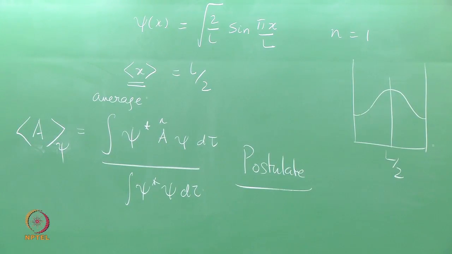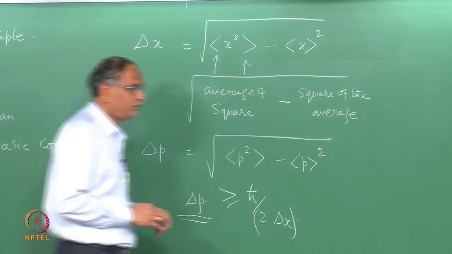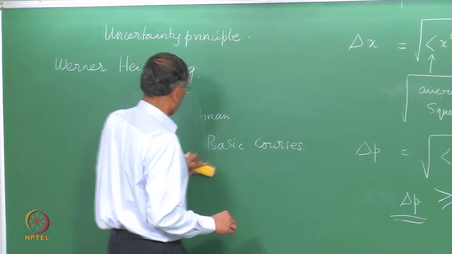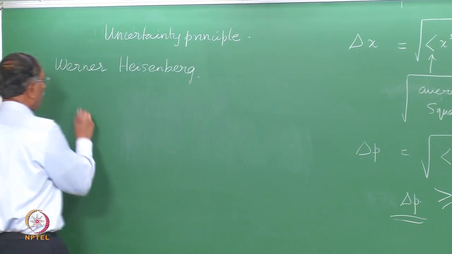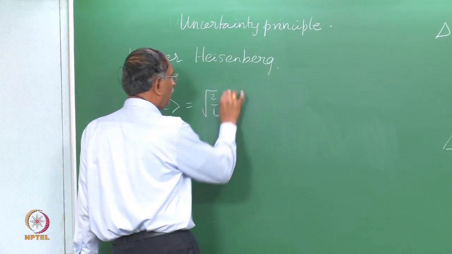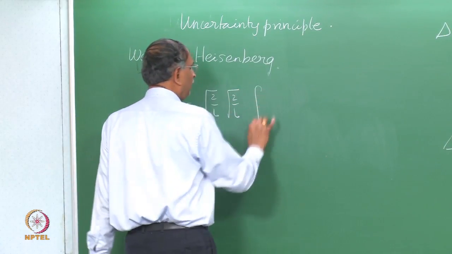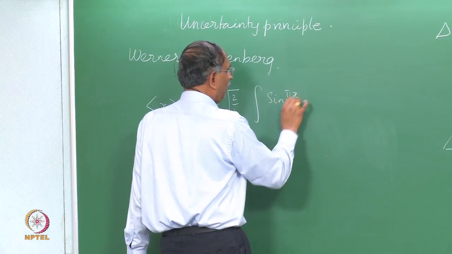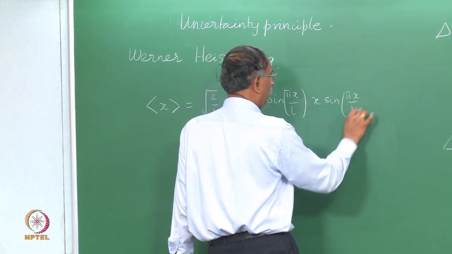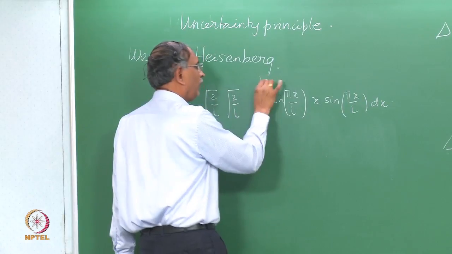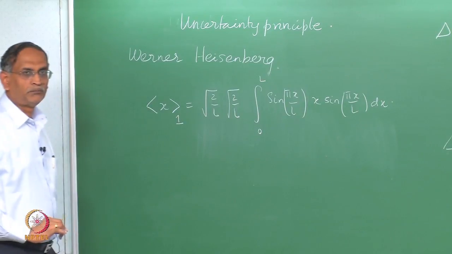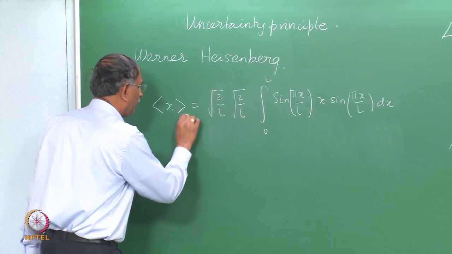This prescription must be kept in mind. This is introduced as a postulatory form, and let me calculate the average x for the particle. It is very easy now. Therefore, the average value of x is given by the integral root 2 by L, because it is psi star psi, and you have sine pi x by L, x, sine pi x by L dx between 0 and L for the particle in the quantum state with the quantum number 1, which is what we call psi 1.